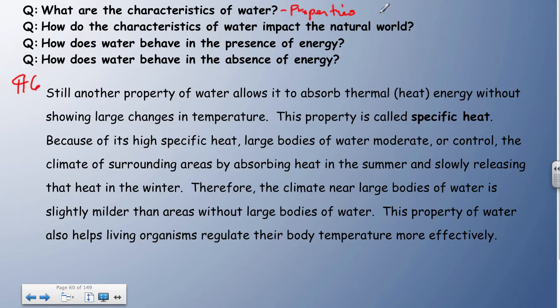And then we talked about solvency. Solvency being how well does water dissolve other substances and why. And we discovered that the polar qualities of water actually pull other polar substances apart, pull the molecules apart, and bring them into solution. And now we're looking at the heat capacity of water.